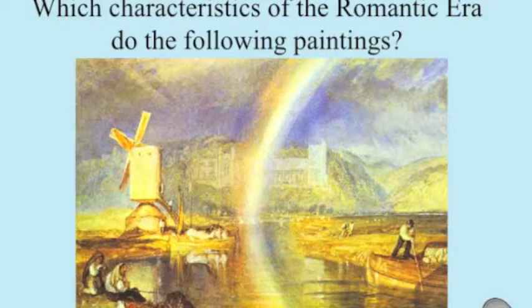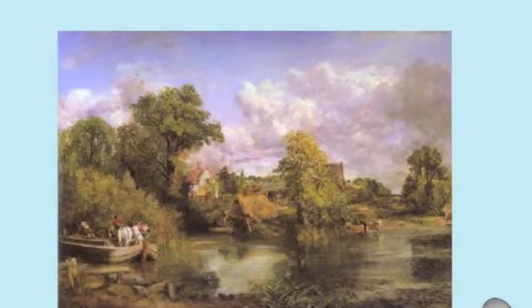Now that we've seen the main characteristics of the Romantic period, I'd like you to analyse two paintings and tell me how these have been applied. The first one is by William Turner and the second one by John Constable.